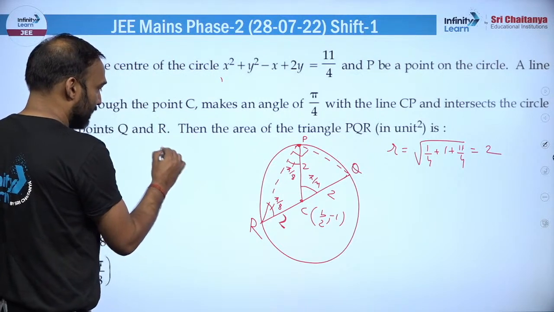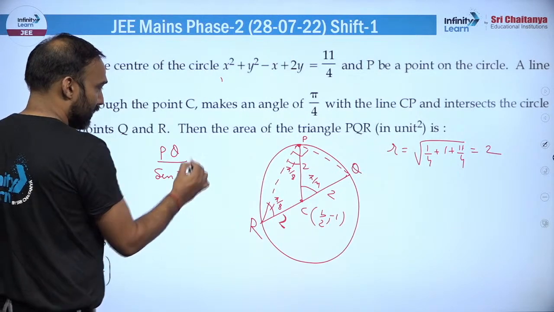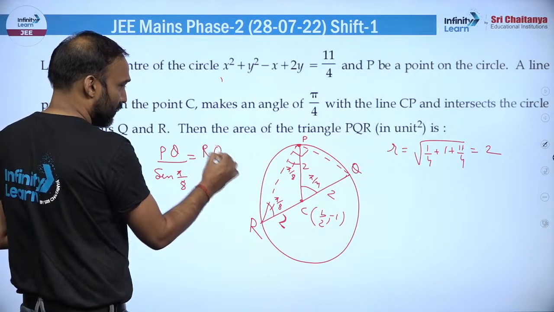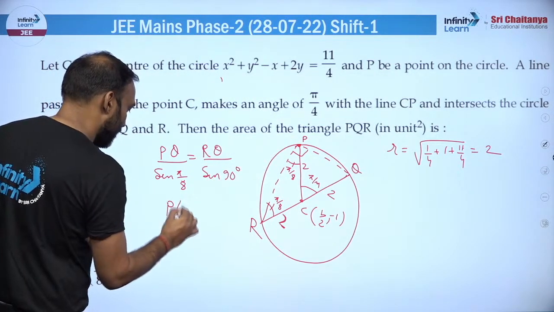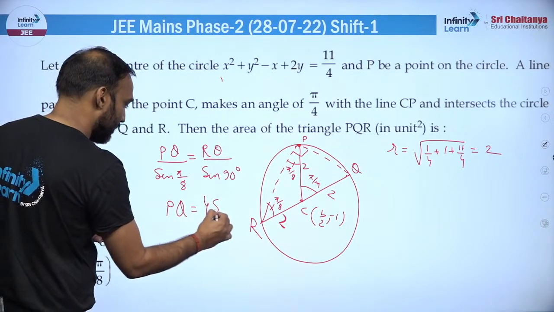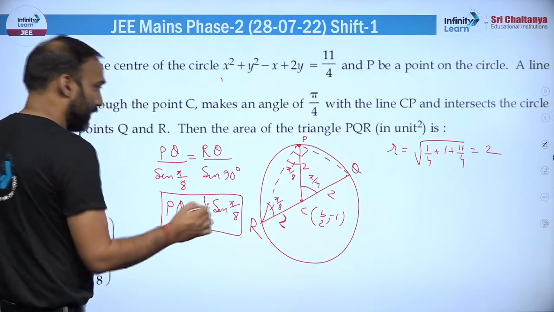What the sine rule says: PQ upon sine pi by 8 is equal to RQ upon sine 90. So from here I can get the value of PQ. PQ is RQ. How much is RQ? 4 sine pi by 8, right? So we got the value of PQ.